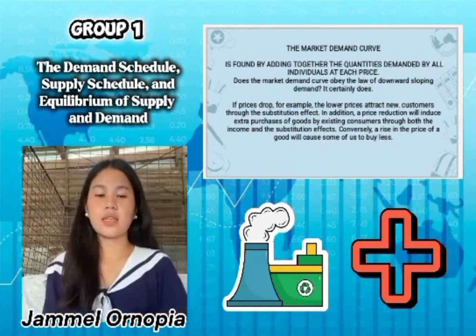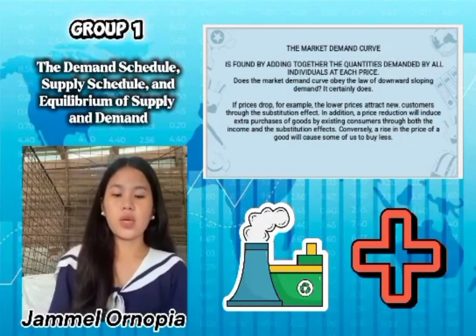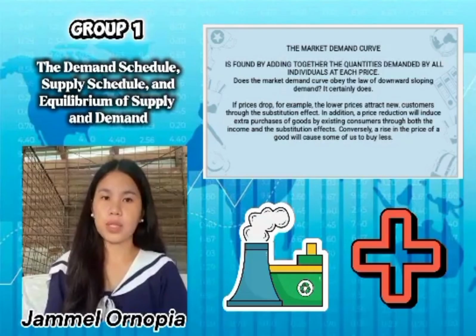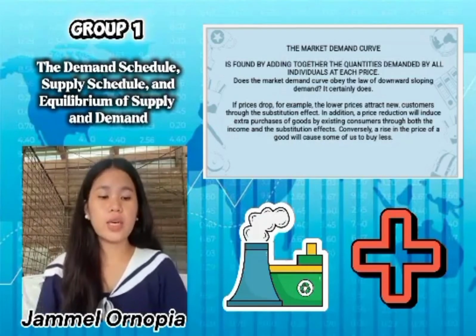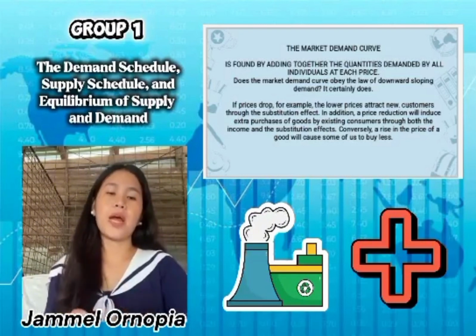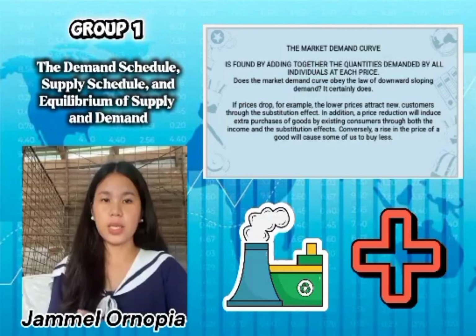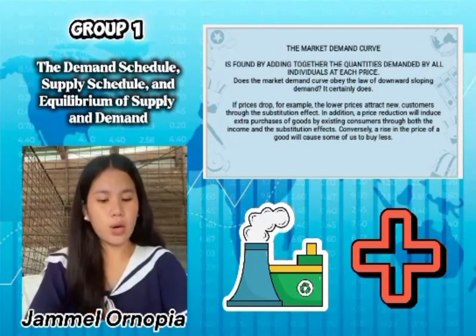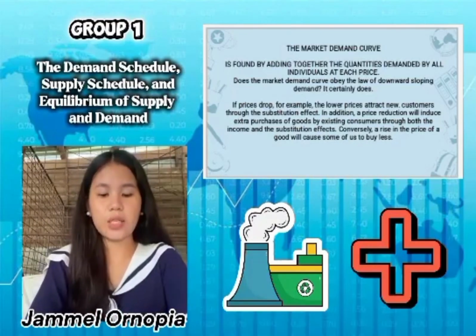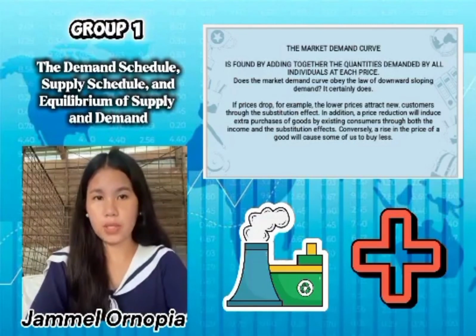So the second is the income effect. When the price of something goes up, it feels like your purchasing power decreases and you can't afford to buy as much as before. For example, if the price of rice doubles, your money won't buy as many kilos as before, so you buy less. So in short, the law of downward sloping demand shows that price and demand move in opposite directions.